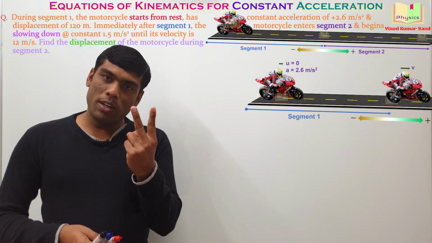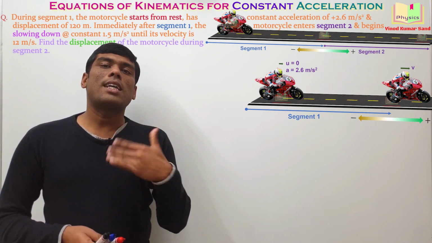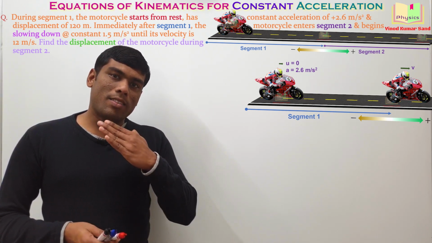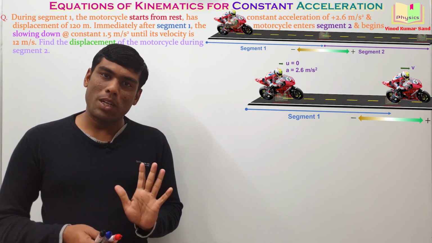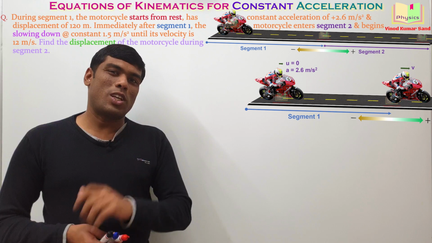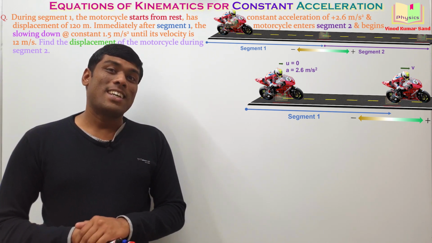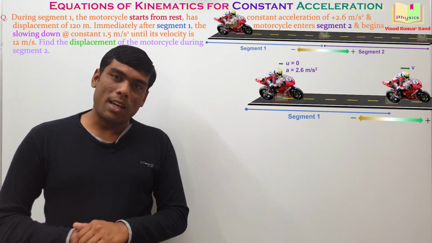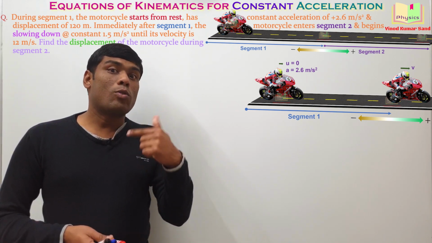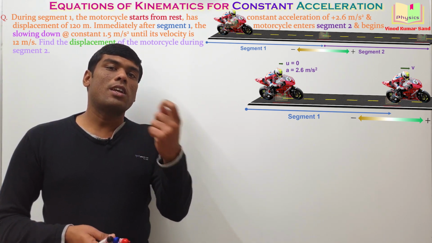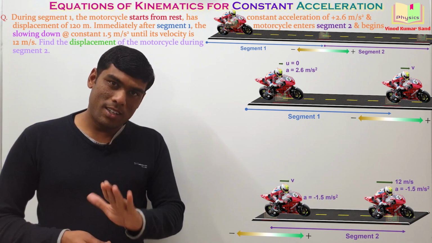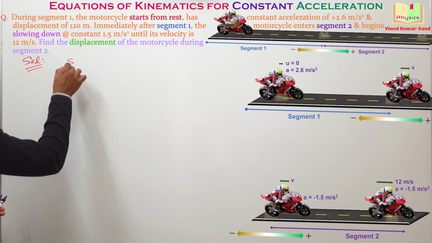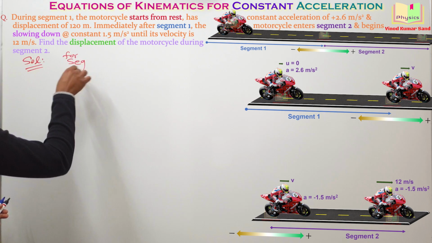This motion has two different segments. For segment 1, the initial velocity is 0 and the acceleration is 2.6 meter per second square. And in segment 1, the displacement is 120 meter. Looking at this data, which equation of motion can we use? Correct, third equation of motion. Then we'll get some velocity at the end of segment 1. That velocity will serve as the initial velocity for segment 2. Getting it? So I'm starting the solution. First of all, let us simplify it for segment 1.